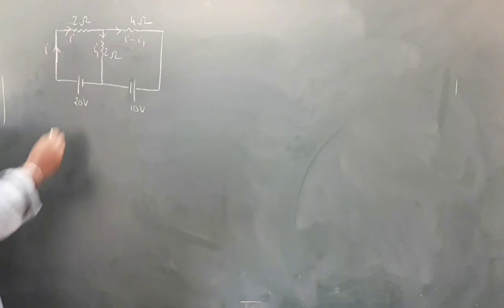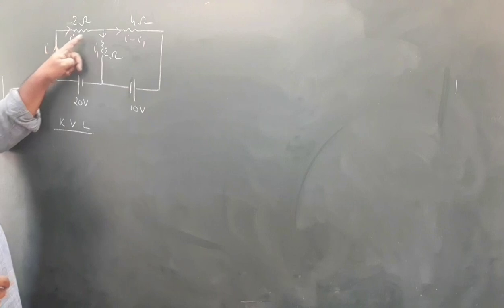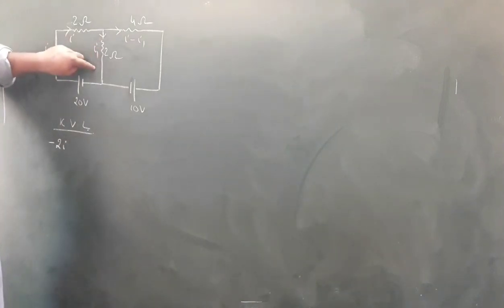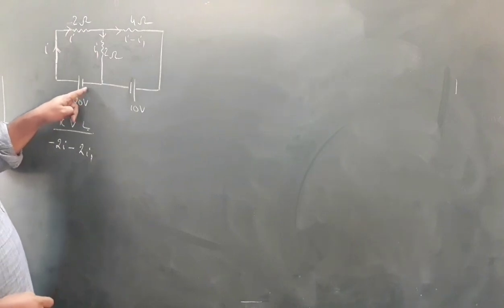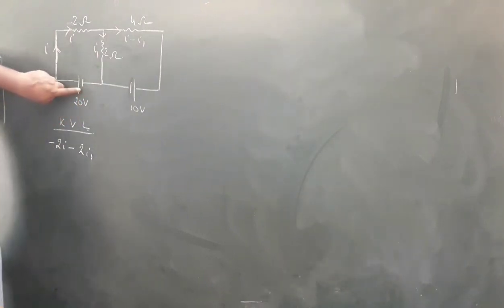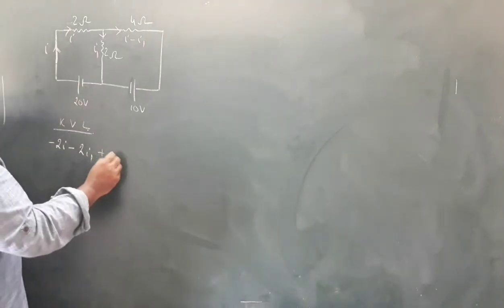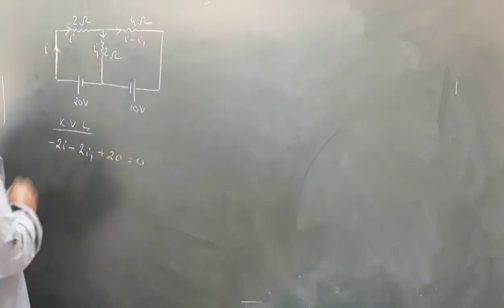If I take this loop using Kirchhoff voltage law, since I am moving from this side to this side, current is flowing from high potential to low potential, so there is a loss in potential. So this is minus 2I. Again, current is flowing in this direction and I am also going in this direction, so high potential to low potential, loss. So this is minus 2I1. Then from this part, I am moving from low potential to high potential, so there is a gain in potential. How much? 20 volts. So plus 20. The total potential drop across a closed loop is 0, so this is equal to 0.